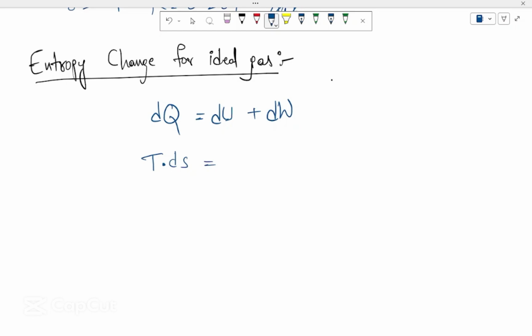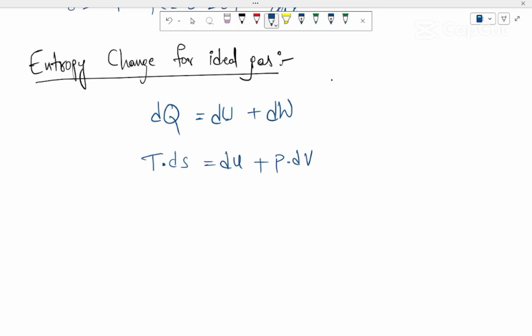Dq is equal to Tds, so I can substitute that there. And in place of du, I am writing du only. Here I am writing it in the specific internal energy terms. And also I can write dw is nothing but pdv.